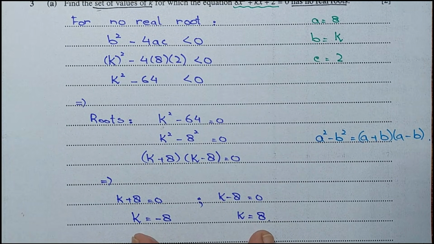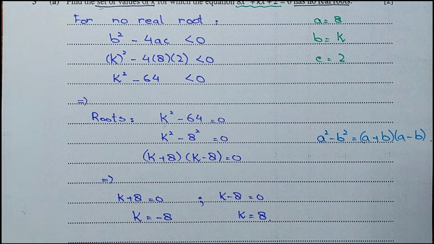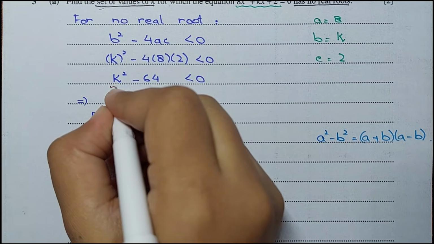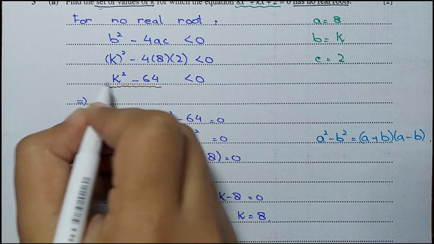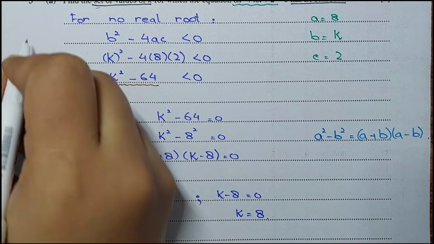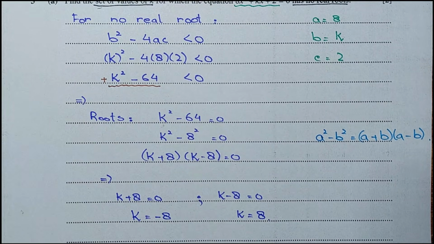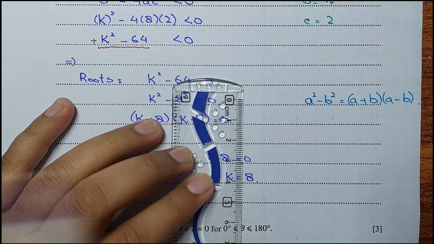Now we have two roots. Look at this quadratic equation. You can see this is a quadratic equation in the variable k, and the k square coefficient is positive, so the opening of the parabola is upward. Let me draw the sketch. So the opening of the parabola is upward.